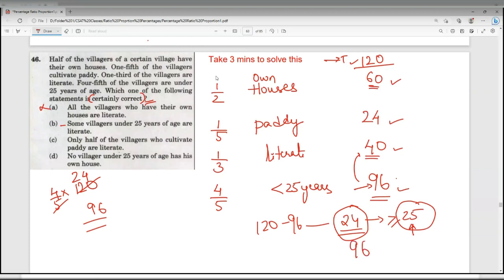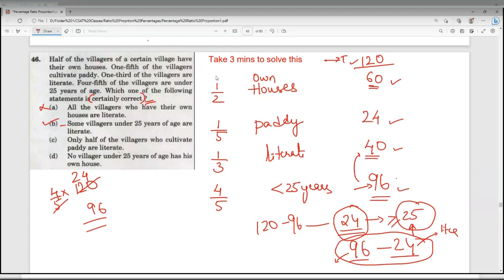So this is 96 and then 24. These are the two segments that are there. Totally it will be 120. And even if all the 24 are literate, there will be some people out of this 96 who are literate. So this is correct: some villagers under 25 are literate. If you want, you can mark this and go for the next question, but we'll see C and D also.